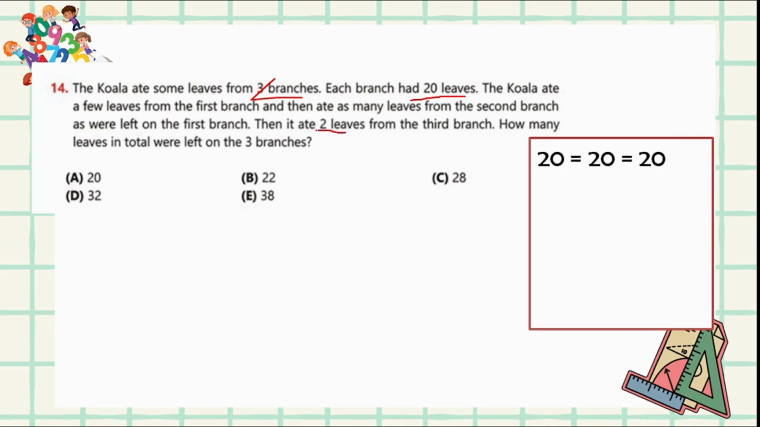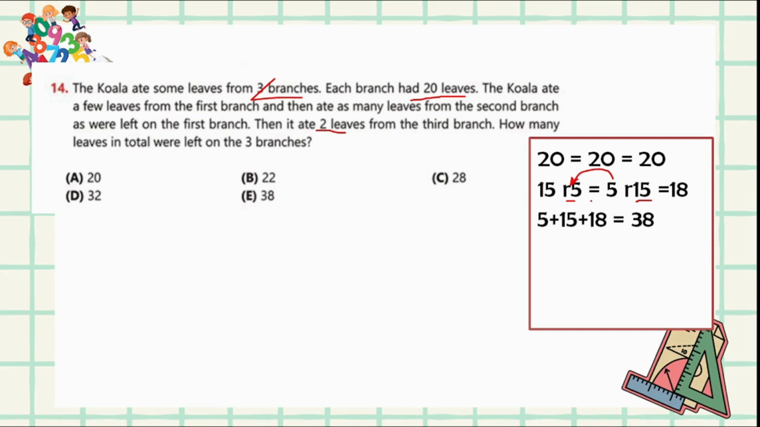So let's suppose the koala ate 15 leaves from the first branch. So there will be 5 remaining leaves. From the second branch, he has to eat 5 leaves because 5 leaves were left on the first branch. So it means that on the second branch, 15 leaves are left. From the third branch, he ate 2 leaves, so 18 are left. Now, if we calculate the number of remaining leaves on the 3 branches, the total is equal to 38.